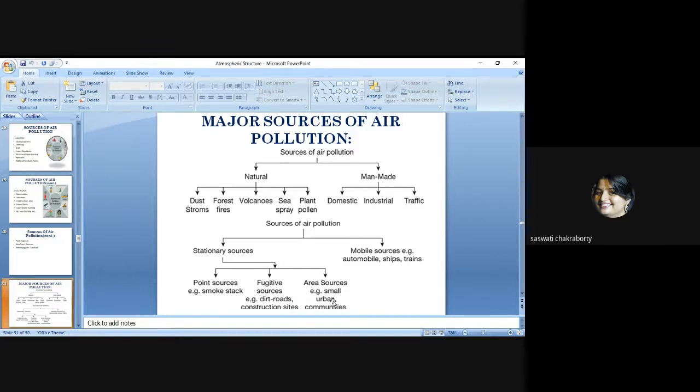And small urban communities are area sources. What is the reason behind small urban communities? When we create an unplanned urban community, it becomes a reason for air pollution. And mobile sources are automobiles, ships, and trains.